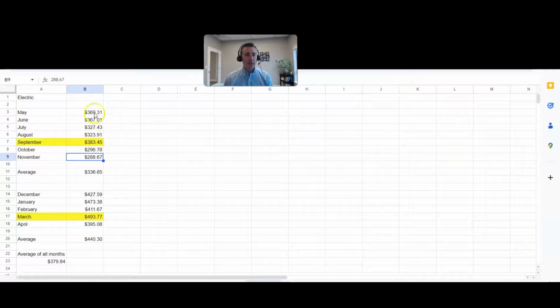You'll notice that the electric bill is a little bit lower in these months, and it's a little bit higher in December, January, February, March, and April. So you could create a separate line item in the calculator for each month and really get detailed. Or you could just say, well, on average, during the spring and summer, we spend about $336 a month. And then during the winter months, we spend on average about $440 a month. That's one way to do it.